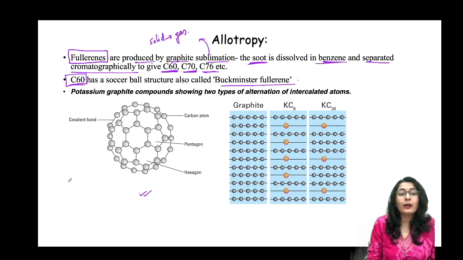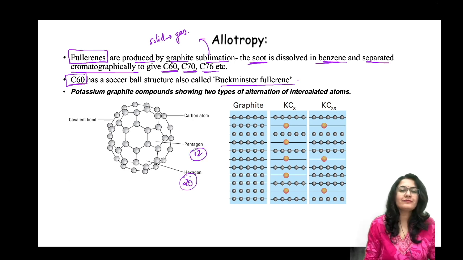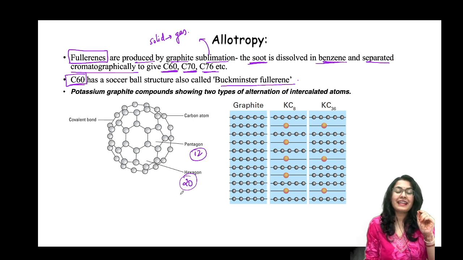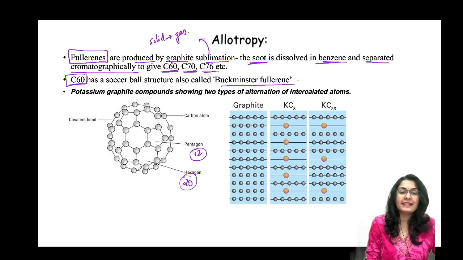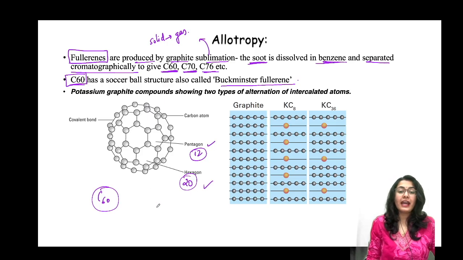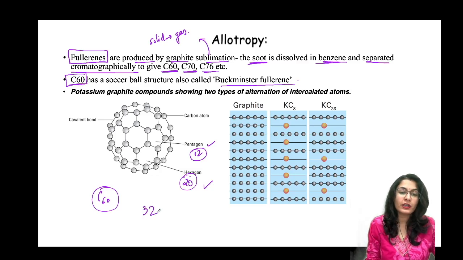Okay, now one more important thing. So now if the questioner is particularly asking you about how many 5-membered and 6-membered rings are present in fullerene, fullerene is C60, okay, and in C60 you have 12 pentagons and 20 hexagons, all right, and if it is asking you the number of faces, then 32 total faces are present on a Buckminster fullerene.